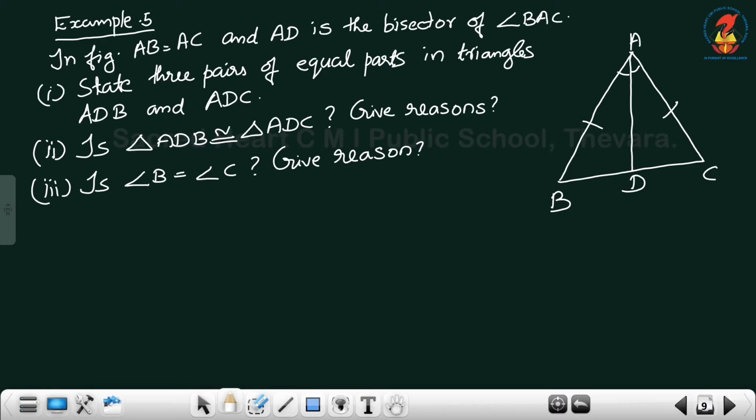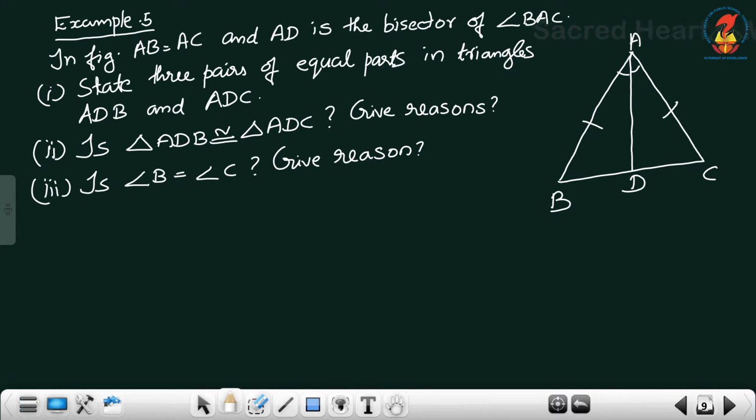Example 5. In the figure, AB equal to AC and AD is the bisector of angle BAC. State three pairs of equal parts in triangles ADB and ADC. Second question, is triangle ADB congruent to triangle ADC? Give reasons. Third one, is angle B equal to angle C? Give reasons.